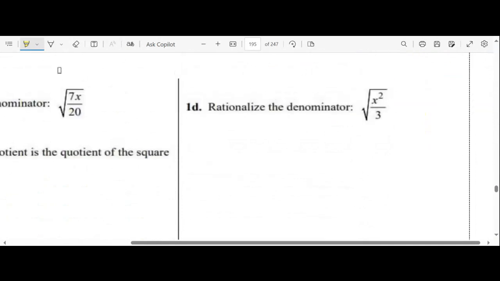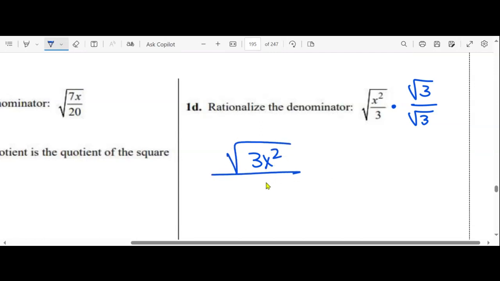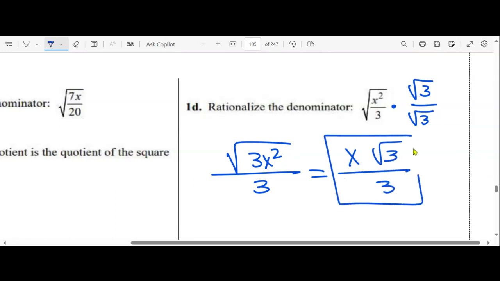What's the answer? X square root of 3 over 3. Easy? Did you get that answer? Walid? Muhammad? Abdul Malik? Next one.